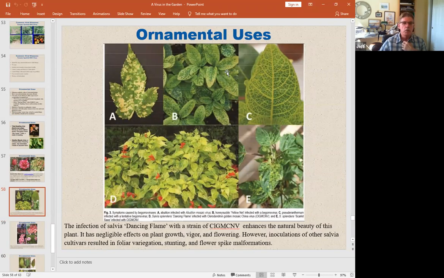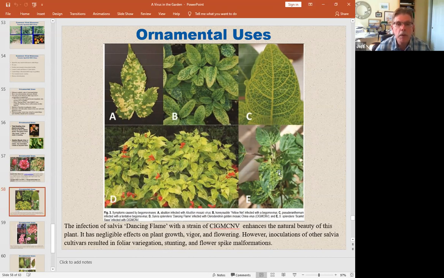This is honeysuckle. So you see this kind of variegation in leaf color. Sometimes the veins are different colors than the leaves. Here is the dancing flame salvia. So if you like that, you could get it. If you have other salvias in your garden, it may do this to them.